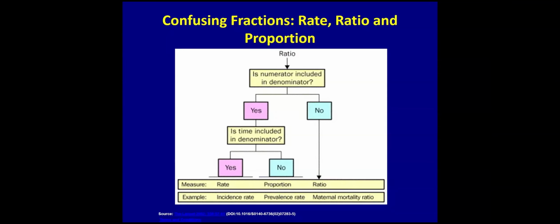The other way of telling it is 20 out of 200, which is 10% are smokers, where the denominator has the numerator in it. The numerator is part of the denominator.